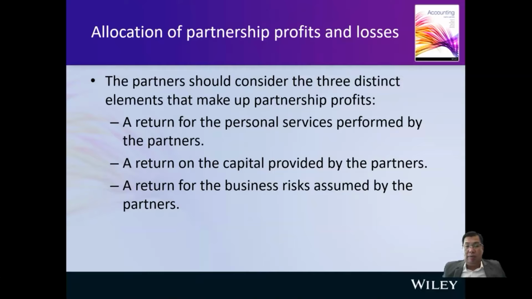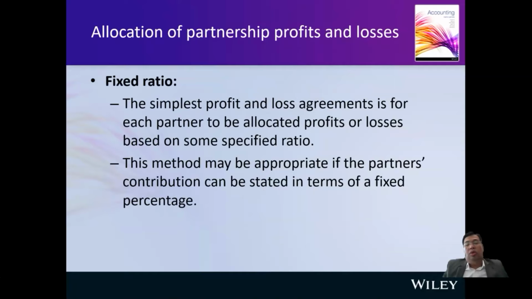That's criteria number two. Maybe we have one rule for number one and another rule for number two. A return for the business risk assumed by the partners. So for the business risk, what is the return assumed by the partners? It can be a fixed ratio. Fixed ratio means the simplest profit and loss agreement is for each partner to allocate profit and loss based on a specific ratio. For example, equally.